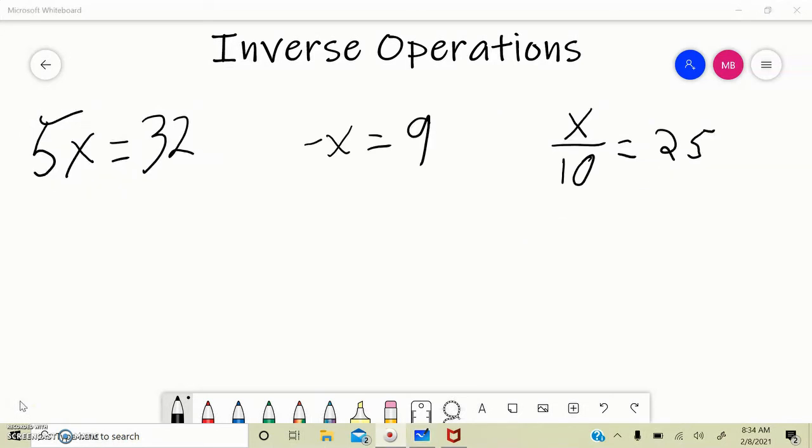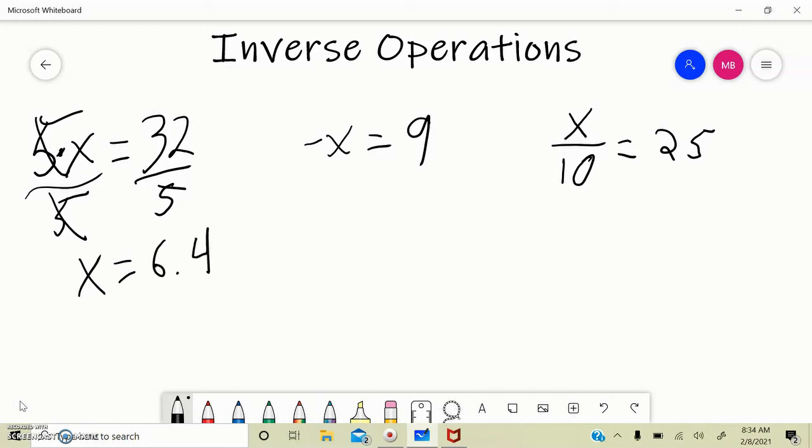Now let's take a look at these problems. We have 5x is equal to 32. So I'm going to do my inverse operation here, and I have multiplication here. So my inverse is going to be to divide. I'm going to divide by 5 on both sides. So now I have 32 divided by 5, which is going to leave me with x is equal to 6.4.